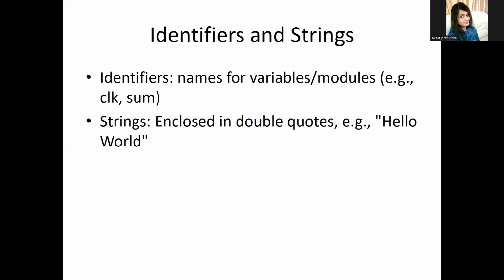Strings in Verilog are written inside double quotes and are typically used for printing messages during simulation using $display or $monitor. You know the printf case in C programming. Similarly, here we have $display, which will print a particular statement. $display("simulation started"). Strings must be on one line.